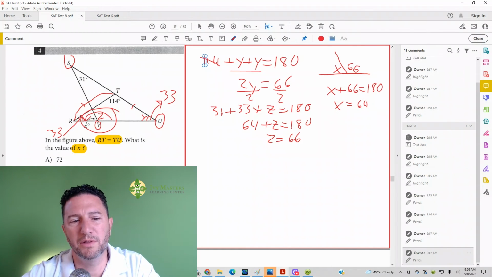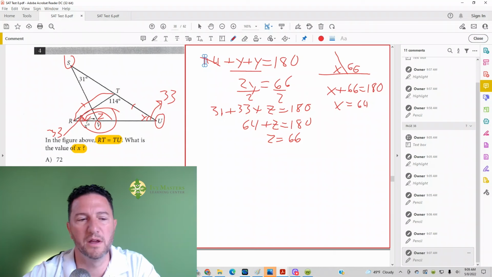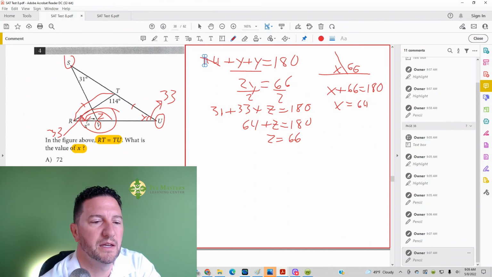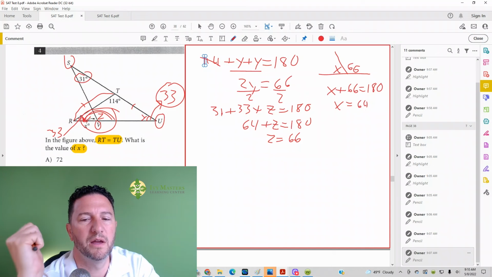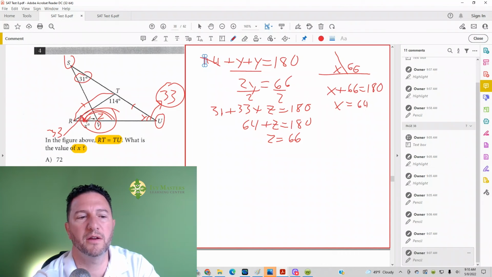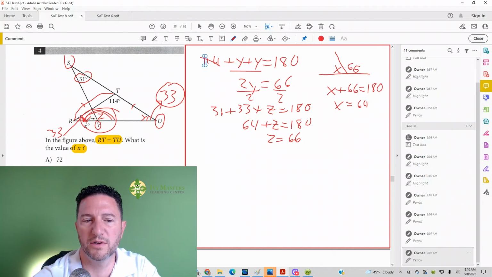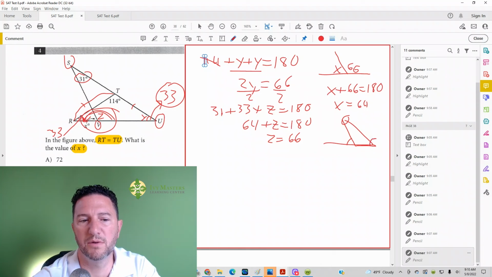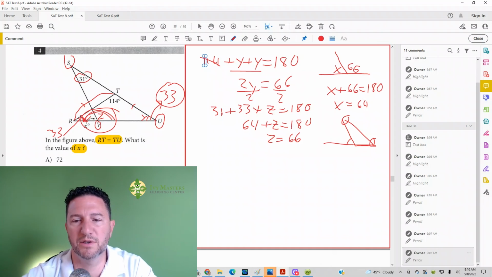Now, here's your little bit of a shortcut. Since adding Z and X will give you 180, and also adding 31, 33, and Z will also give you 180, a shortcut is to find the exterior angle of any triangle. I'm going to draw this more simply right here. The figure looks kind of like this. I'm looking for X, which is this exterior angle right here. All I've got to do is add these two angles. 31 plus 33 is 64, so that's your answer.